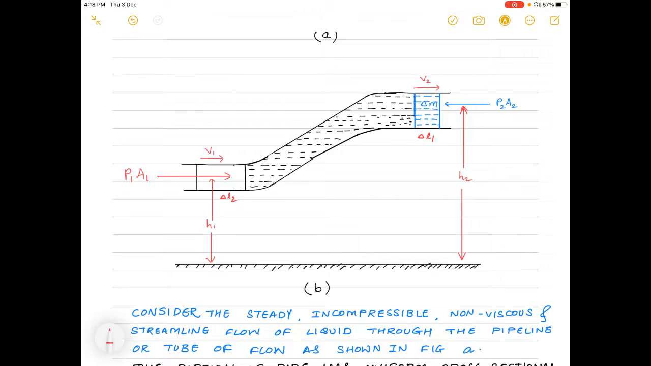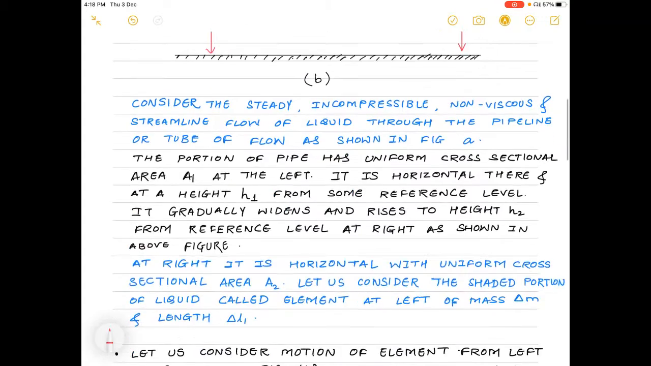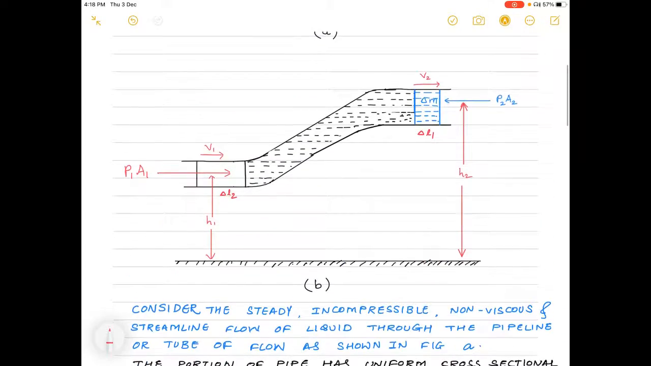Now let P1 be the pressure applied on the element of cross-sectional area A1 on the left, as shown in this figure. P1 is the pressure applied on the left hand side on the area A1. So the force applied from the left hand side is P1 A1. Let v1 be the velocity of the liquid at left.